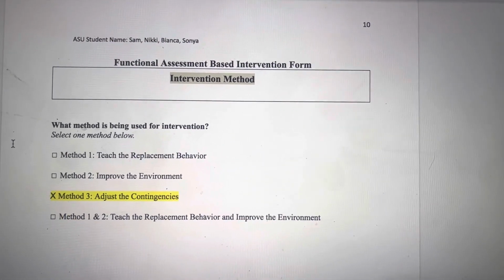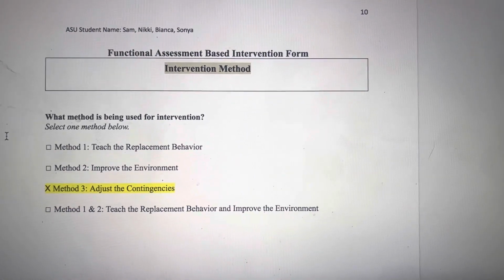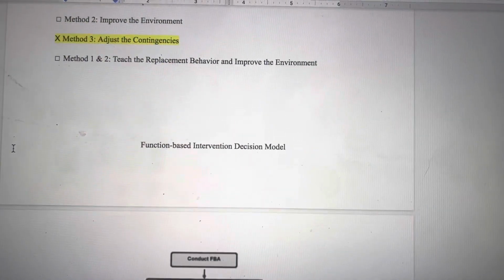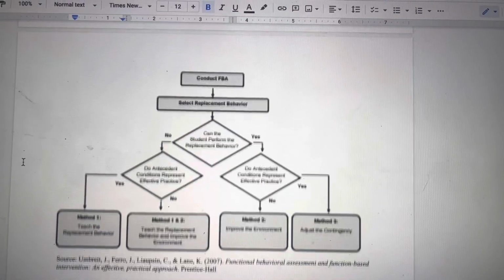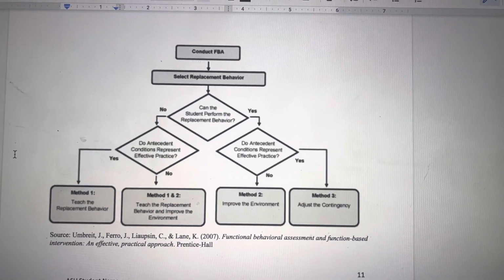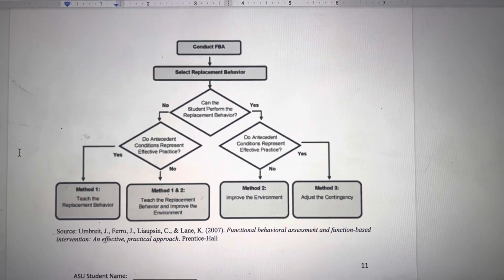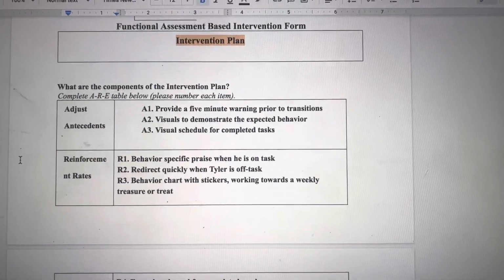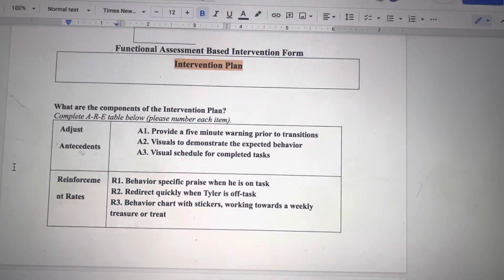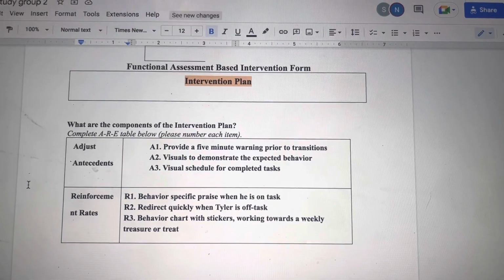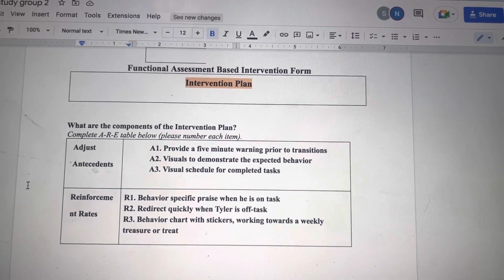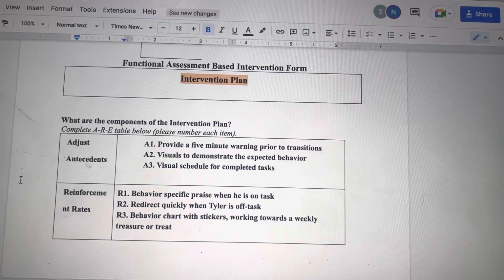For the intervention method, we chose method 3 to adjust contingencies as we followed this chart that you see right here. And then for our intervention plan, some things that we're going to adjust is we're going to provide him a 5-minute warning prior to transitions. We're going to give Tyler visuals to demonstrate his expected behaviors and a visual schedule also for completed tasks.